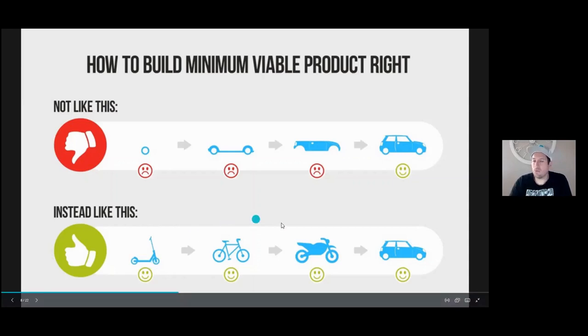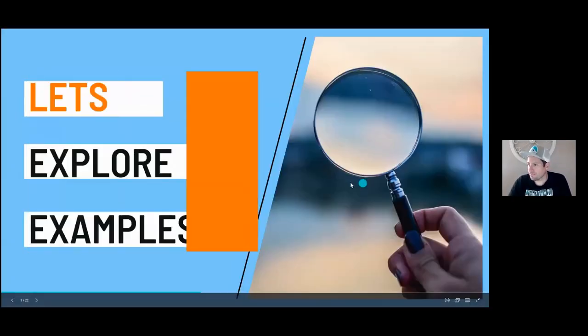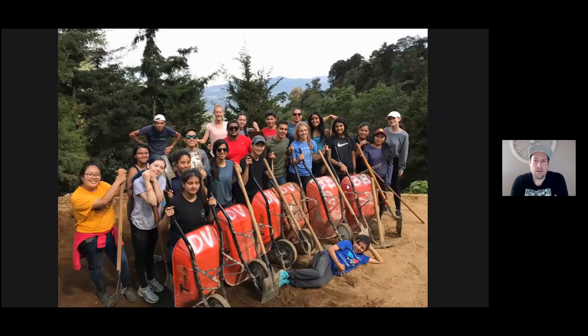And so let me give you two more examples of companies that did this. We had an entrepreneur in venture college about 7-8 years ago who had the idea of doing a service trip to Belize.